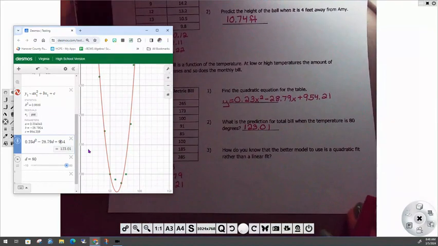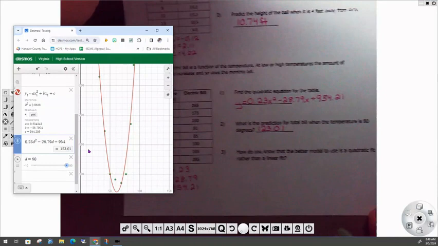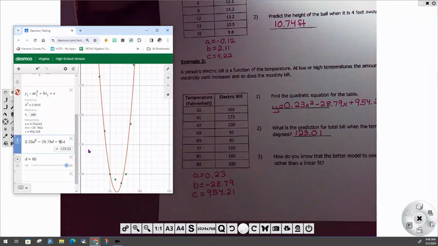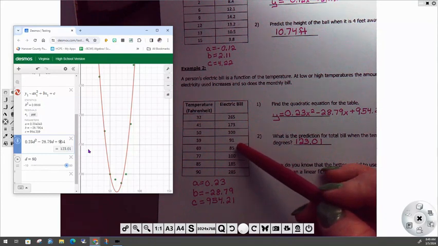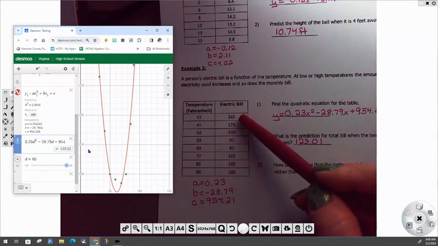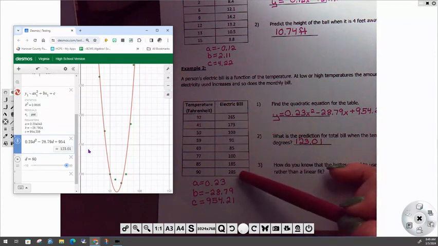All right, so let's answer our question. How do we know that the better model to use is a quadratic fit rather than a linear fit? So if we think about temperatures, when it's nice weather, sometimes we will turn off our AC or turn off the heat. There's really nothing in our house we need to have running. So notice that when the temperature is nice, 59 to 69, we're not using a lot of power. But when it's really cold, we want that heat on. When it's really hot, we want that AC on.